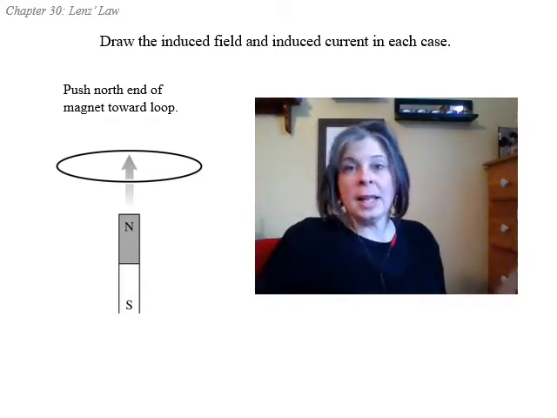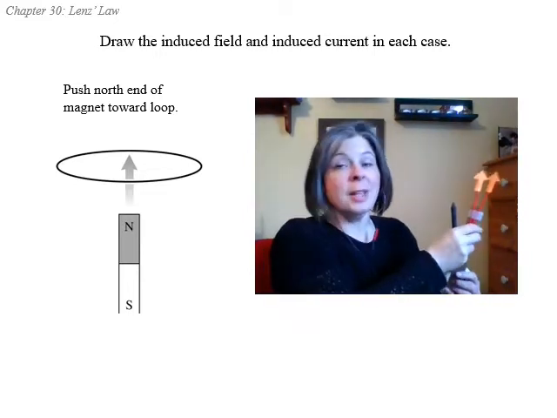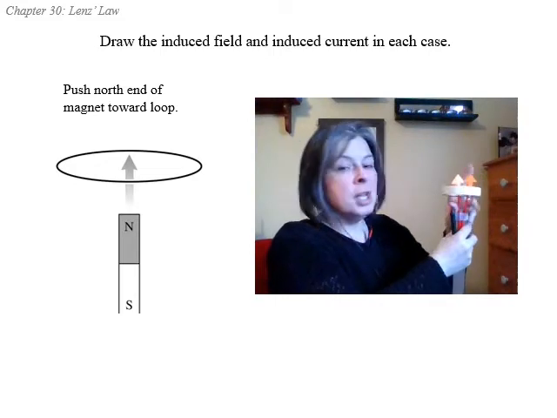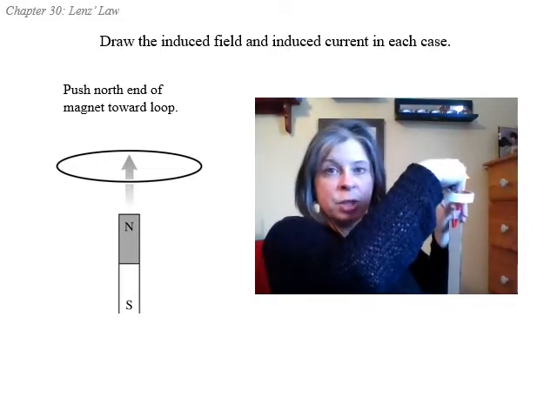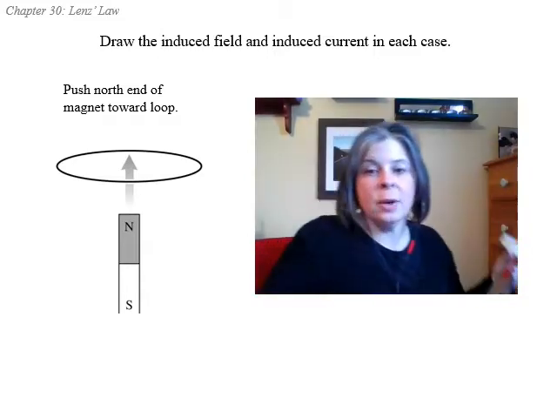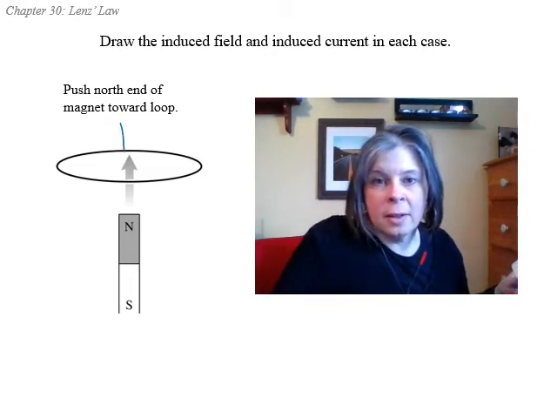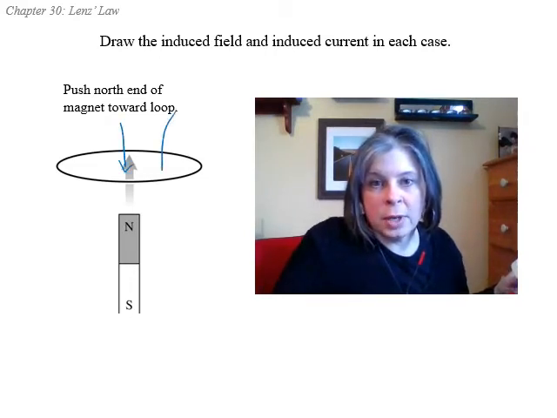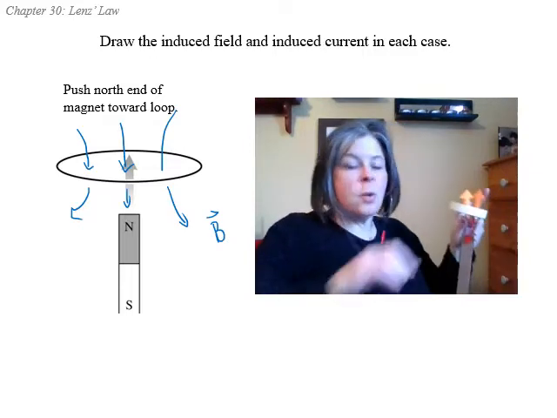Right off the bat, Lenz's law says that nature is going to induce a magnetic field that opposes that change. So if we make the field stronger pointing up, nature is going to induce a field that points down. Okay, that's the answer to what is the induced field. So let's draw that guy. The induced field is going to come down.